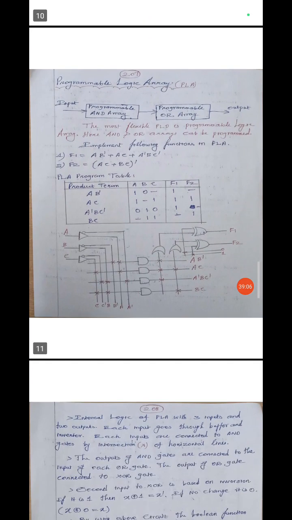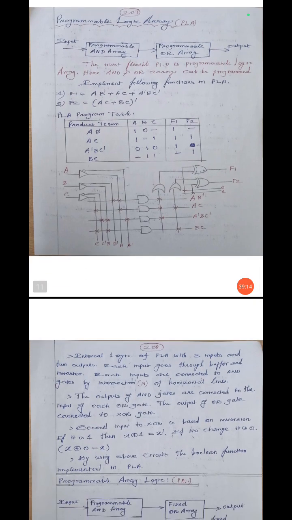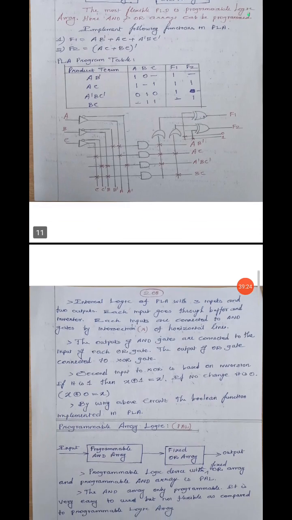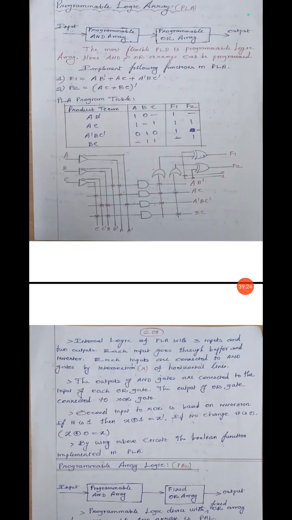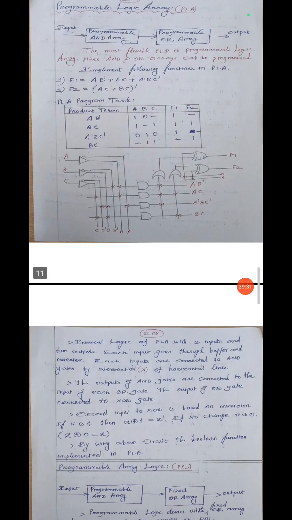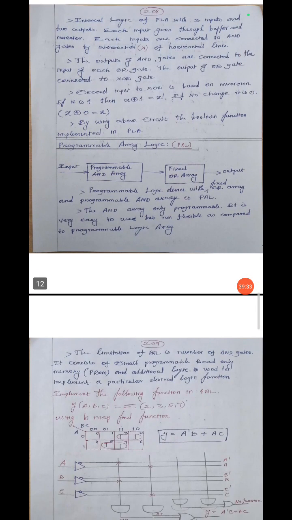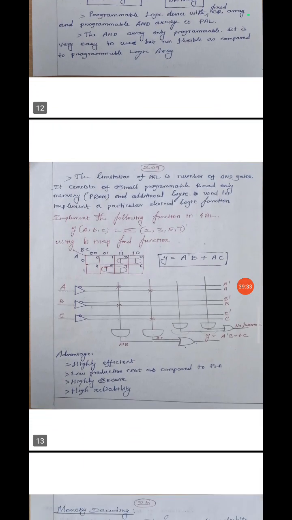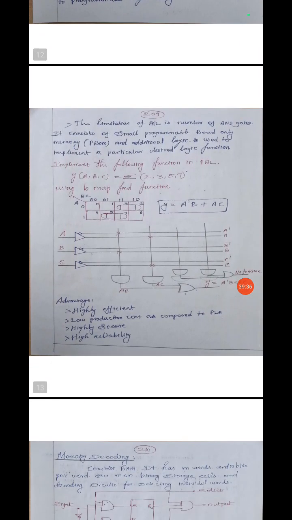Then PLA, the programmable logic array, is a very important problem in unit 6 and theory also. The difference between PAL, PLA and PROM is a very important question. Here consider two functions f1 and f2. We have to implement the functions in this programmable logic array. Programmable logic array means AND array plus OR array, both are programmable. The next one is programmable array logic. Here the AND array is programmable, the OR is fixed, so we cannot program the OR.